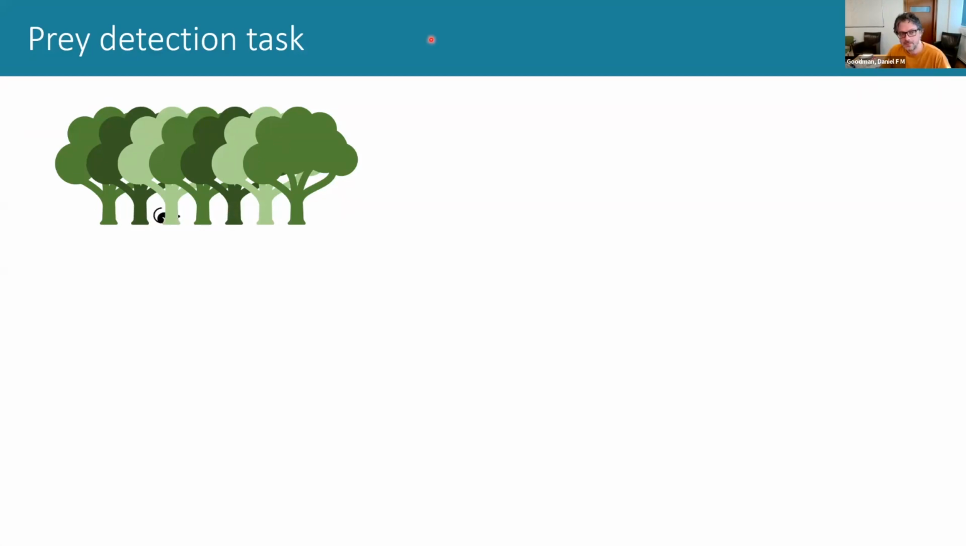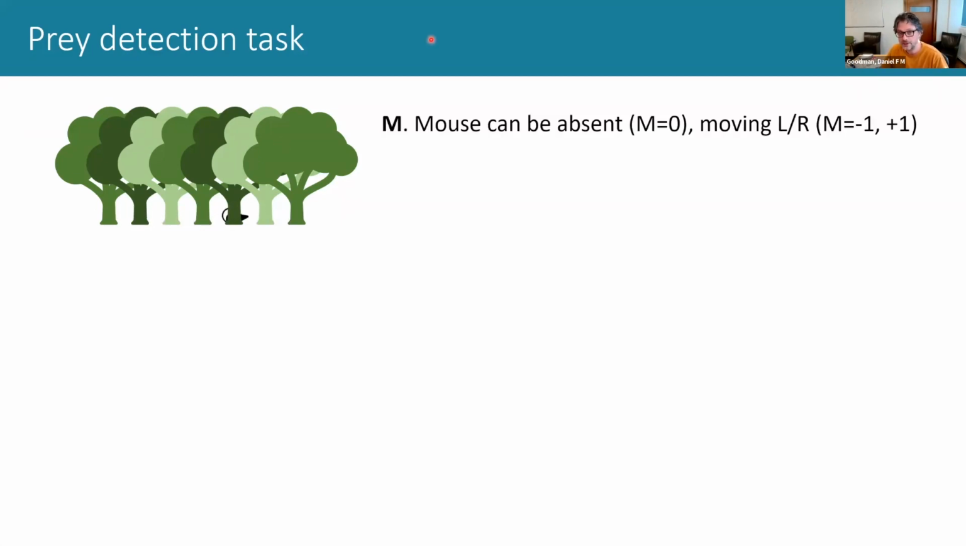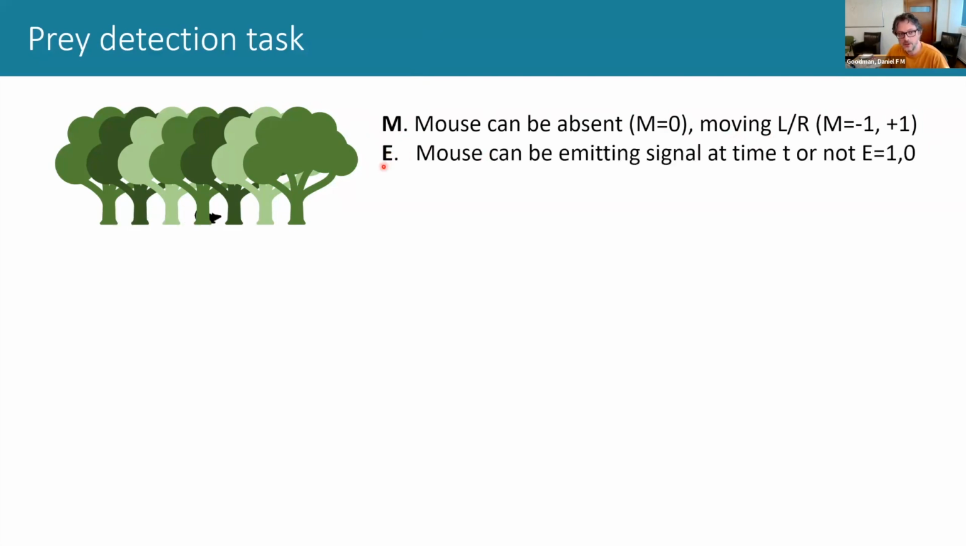And I'm going to represent it mathematically like this. We have a few different variables. We have m, whether or not the mouse is absent, which is m equals 0, or present and moving left, -1, or right, +1. So that's fixed for a whole trial. And there's a few variables that vary for the different time windows. So E says whether or not the mouse is emitting a signal at time t or not. So if it's not emitting a signal, i.e. it's behind the tree, E equals 0. And when it is emitting a signal between the trees, E equals 1.